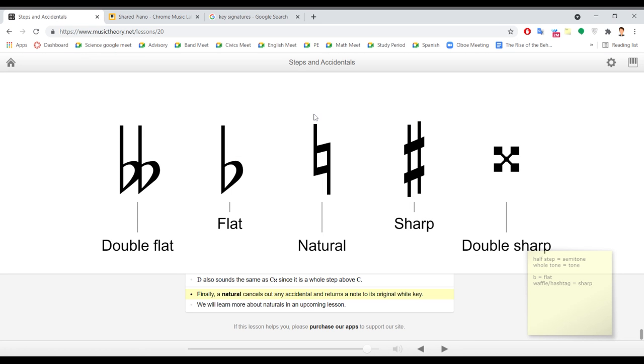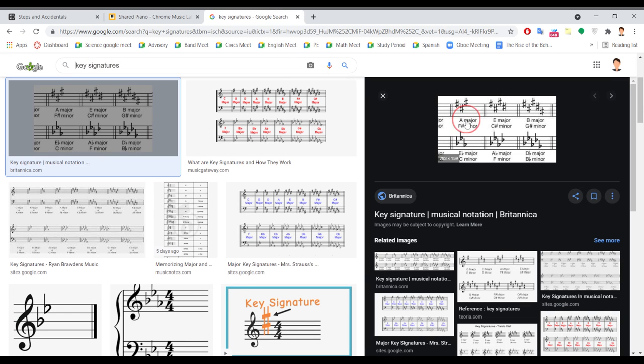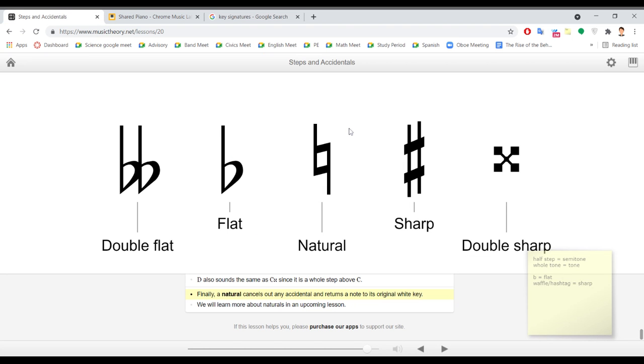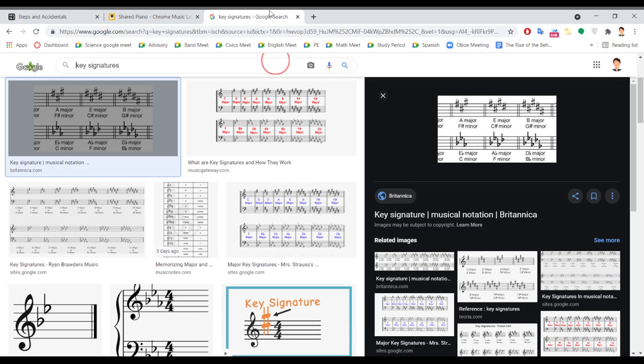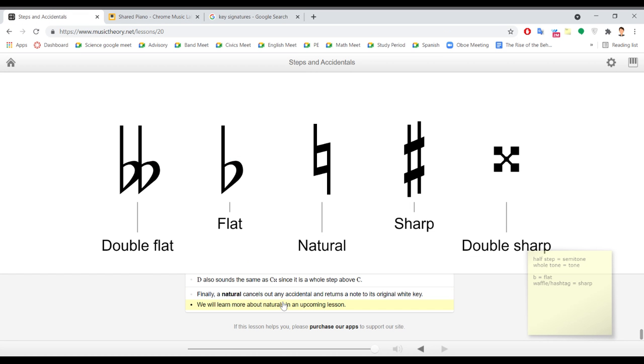The reason why the natural exists is because sometimes you don't want that key to be sharp or you don't want that key to be flat. In that case, you would put a natural symbol next to it. Whenever you see a natural symbol next to the note, it immediately lifts every other symbol that's already on it. So let's say you have the key signature of E major and you get this note D sharp and there's a natural next to it. It's going to be D instead because the natural destroys the sharp. We'll learn more about the natural in the upcoming lesson, and that's all for today.